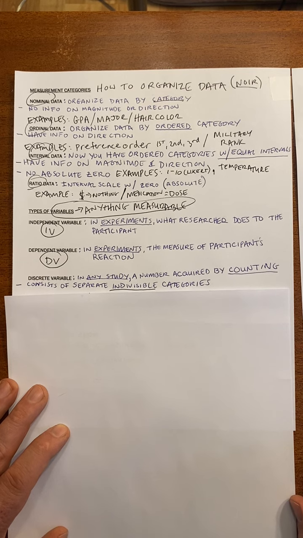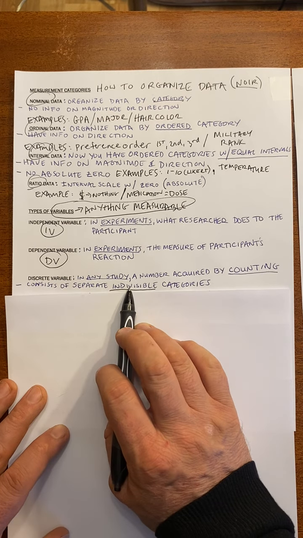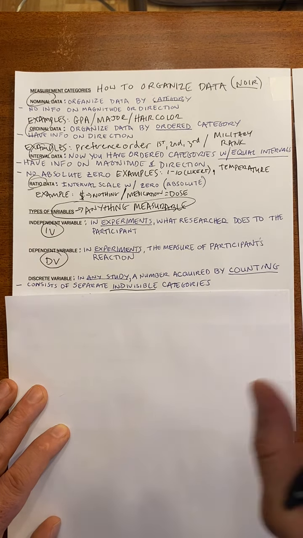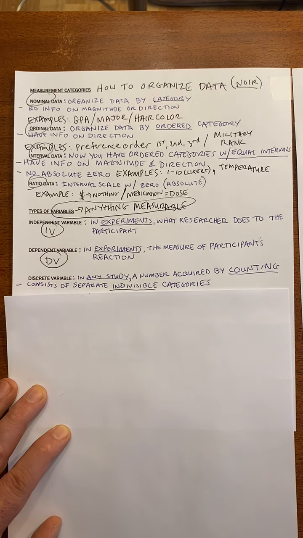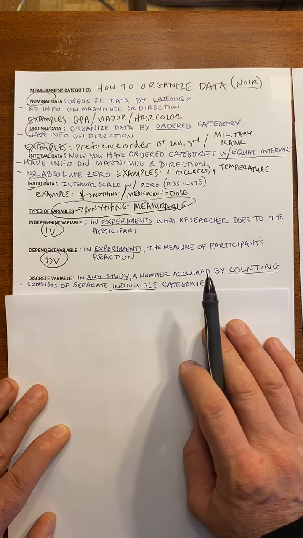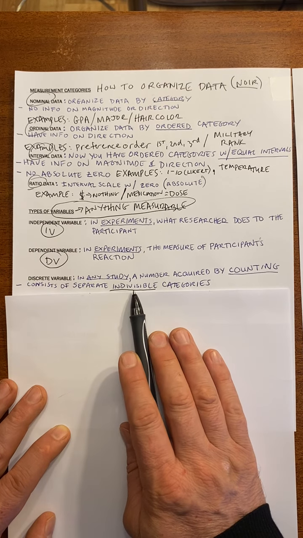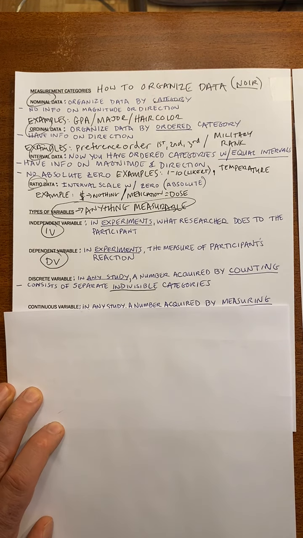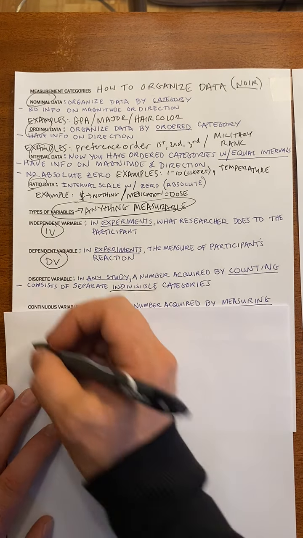Very important quality to this is that because you counted this, you have to have these indivisible categories. What do I mean by indivisible? I mean that you can only have the thing or nothing. You can't have a part of the thing. You can't have half, you can't have a third, you can't have some kind of fraction. You can only have the thing or no thing. That's what we mean by indivisible. Okay, so kind of a hard concept to grasp.